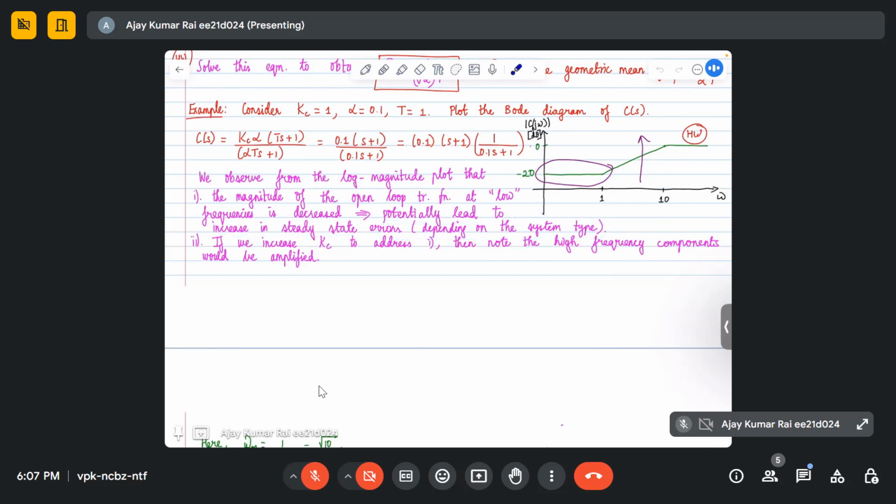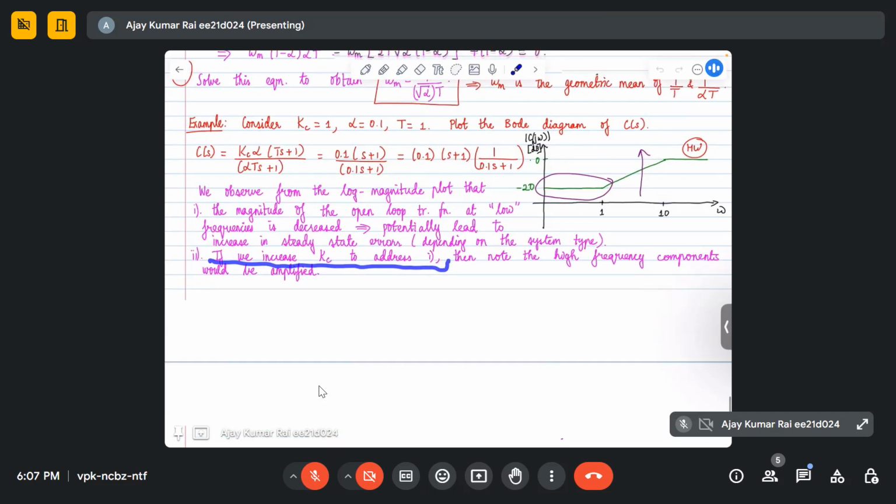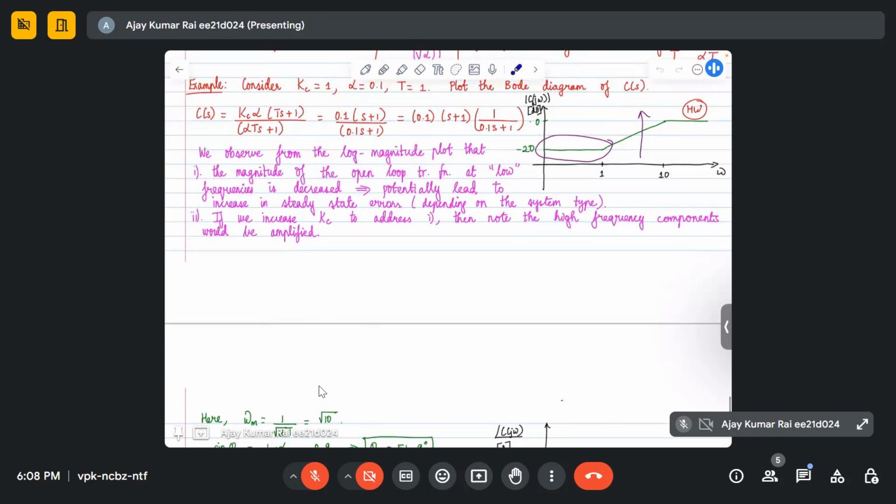Okay, but in this case it's decreased because of the attenuation provided by the lead compensator. So one solution can be to increase the gain, but if you increase the gain, the overall gain of the compensator will also increase. So you will end up amplifying the high frequency region also. This is the drawback of why we don't increase the Kc, right?